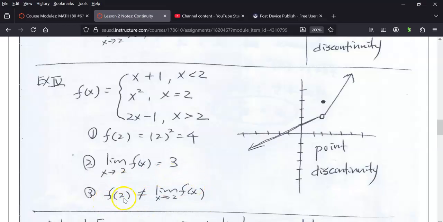So when your condition 3 failed, that means your function does exist at that point, and your limit also exists. But condition 1 doesn't equal condition 2. Therefore, you have what we call a point discontinuity.